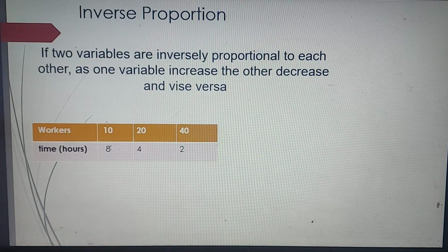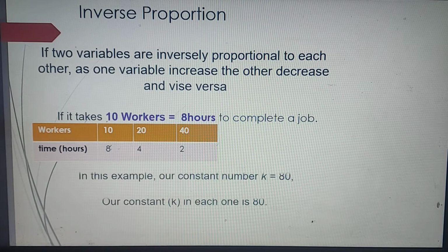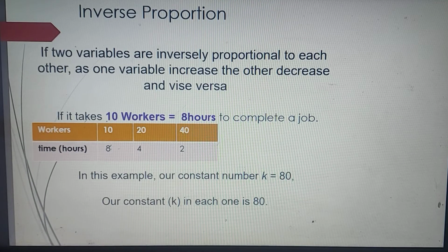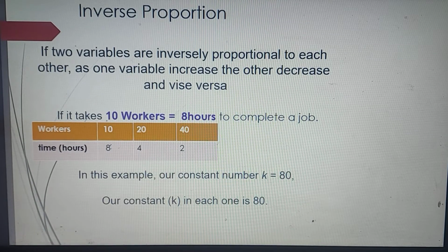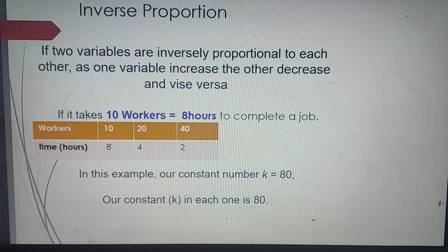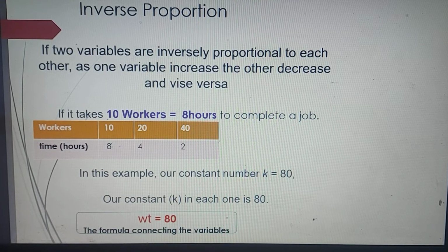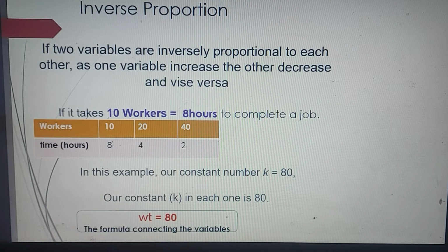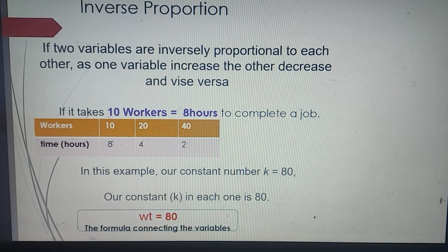Here's another table of values in which the variables are in inverse proportion. As you can see, as the number of workers increases, the time spent to complete the job decreases. In this example, our constant number k equals 80. Of course, as you know, in inverse proportion we multiply the variables. If you multiply the variables in each of them, 10 times 8, 20 times 4, 40 times 2, you get 80. So the formula connecting the variables in this case is WT equals 80.